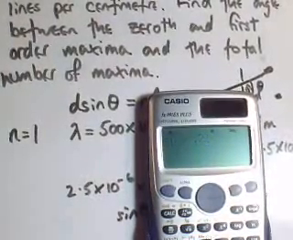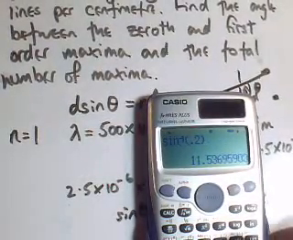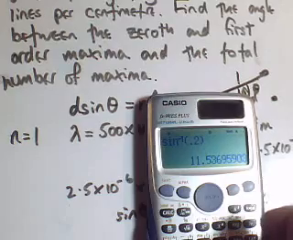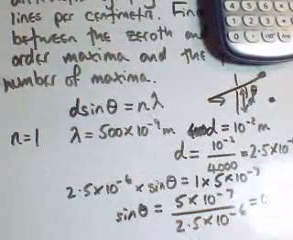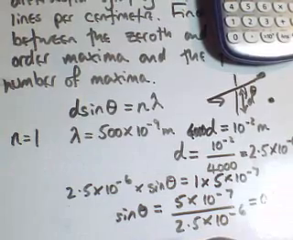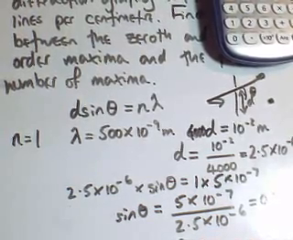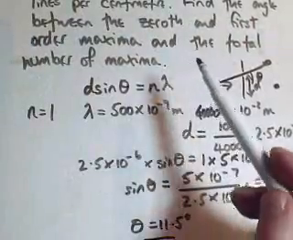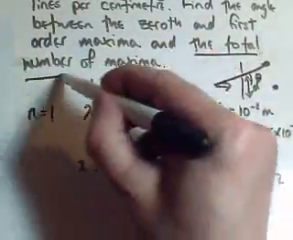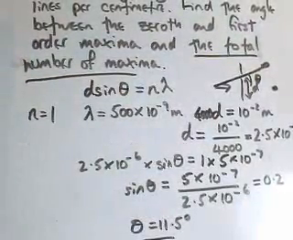There it is. And there it tells me that I'm going to get a separation in angle terms of 11.5 degrees. Okay, so theta equals 11.5 degrees. There's the answer to the first part of the question. But then I need to think about this other bit, the total number of maxima.